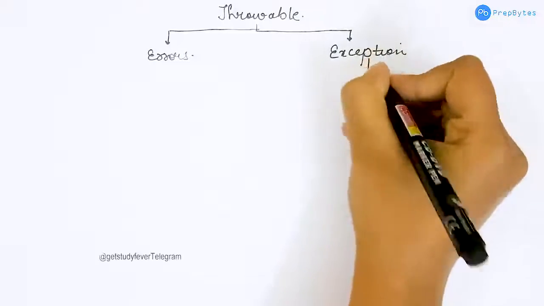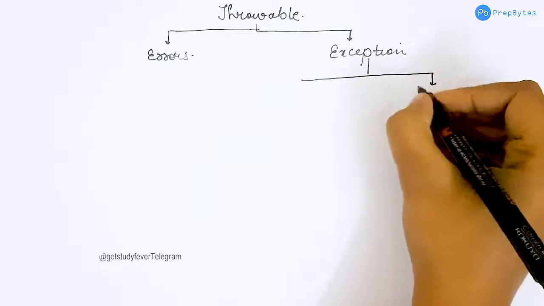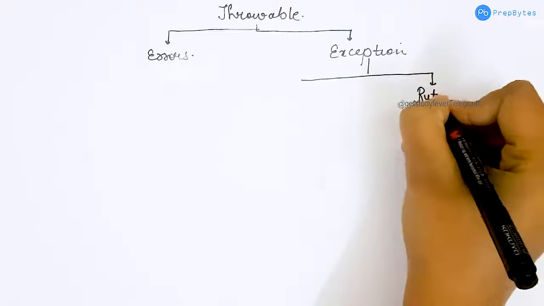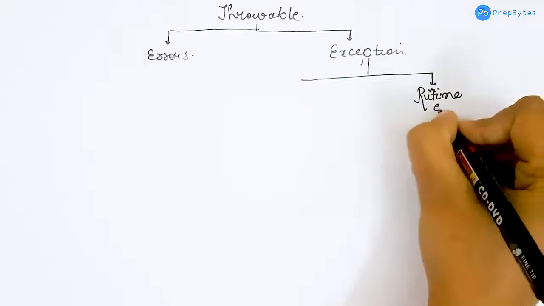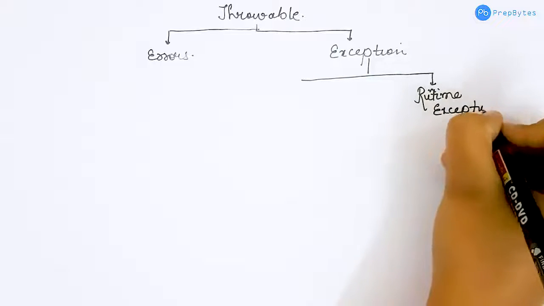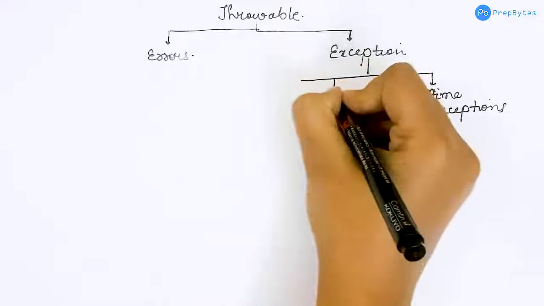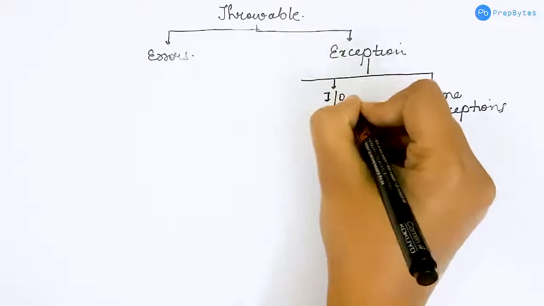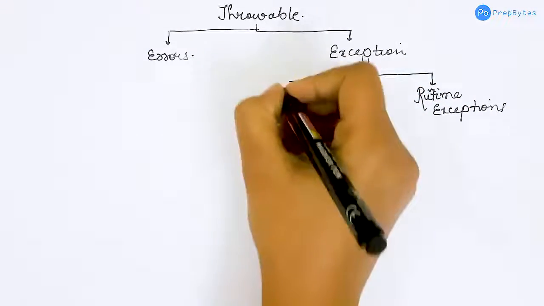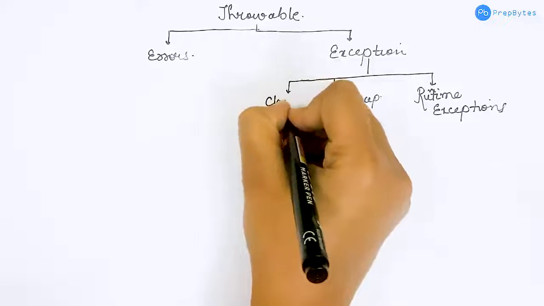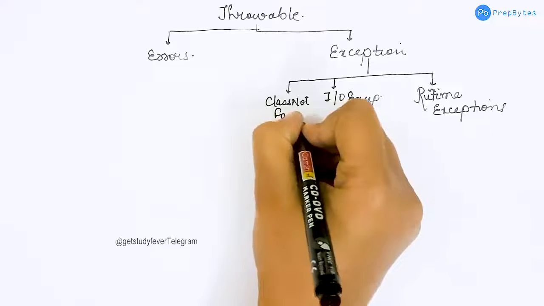And exception is further divided broadly into two categories. First, we have runtime exception. And then we have everything that is not a runtime exception. So it could be an IO exception. It could be a class not found exception. There are various exceptions that are here.